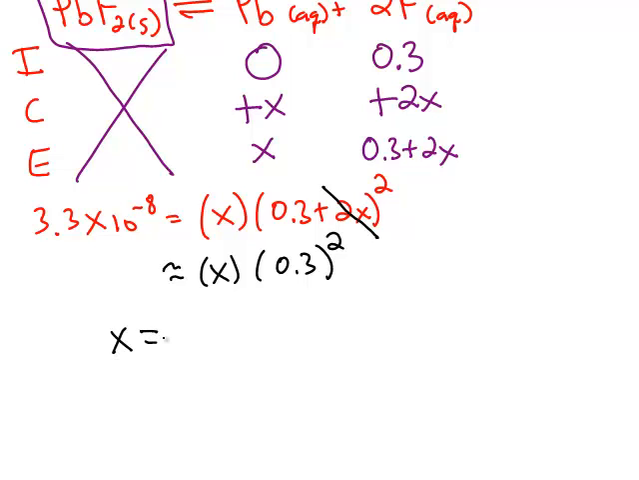So solving this equation for x gives you 3.67 times 10 to the negative 7th, and the approximation is valid when you check 2x divided by 0.3. This answer is less than 5%.